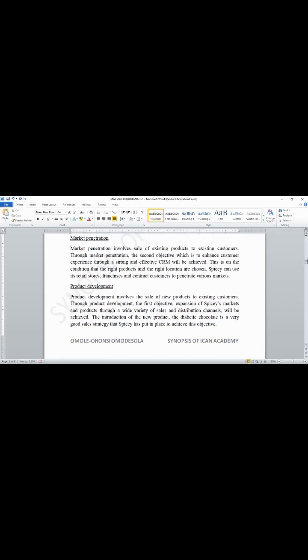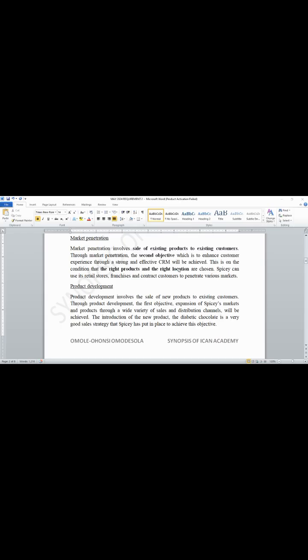So the first item here is market penetration. Market penetration involves the sale of existing products to existing customers or markets. So through market penetration, they will be able to achieve the second objective, which is enhancing customer experience through a strong CRM. This is on the condition that they have the right product and the right location. Market penetration says we should penetrate more into the market. That means all the existing products they were selling before, they want to sell to existing customers and penetrate more.